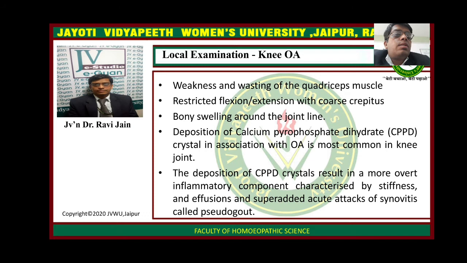There is weakness and wasting of the quadriceps muscles. There is restricted flexion or extension of the knee, with crepitus. There is bony swelling around the joint line. Apart from this, there is deposition of calcium pyrophosphate dihydrate, that is CPPD crystals, in association with osteoarthritis, which is most common in the knee joint.